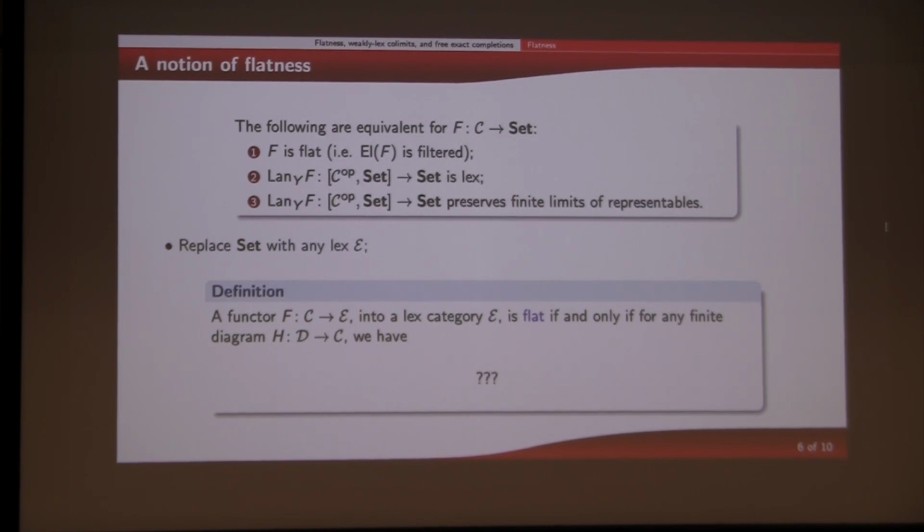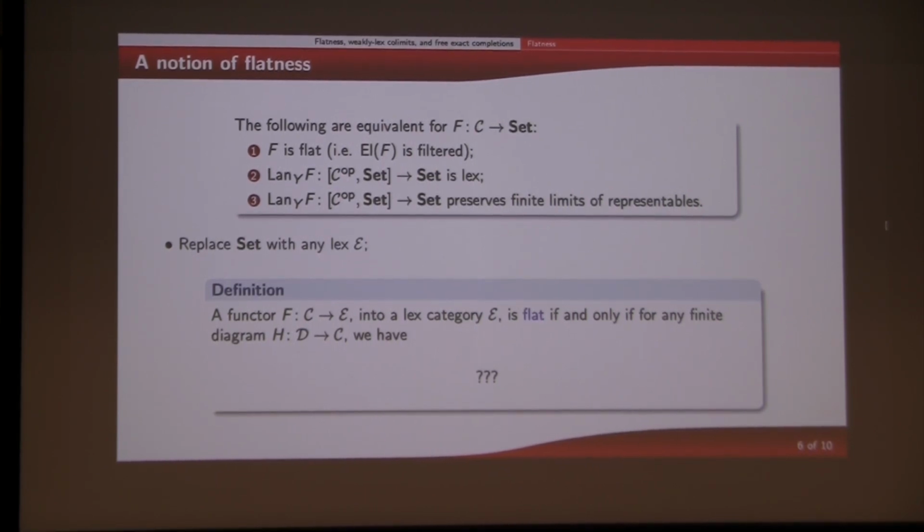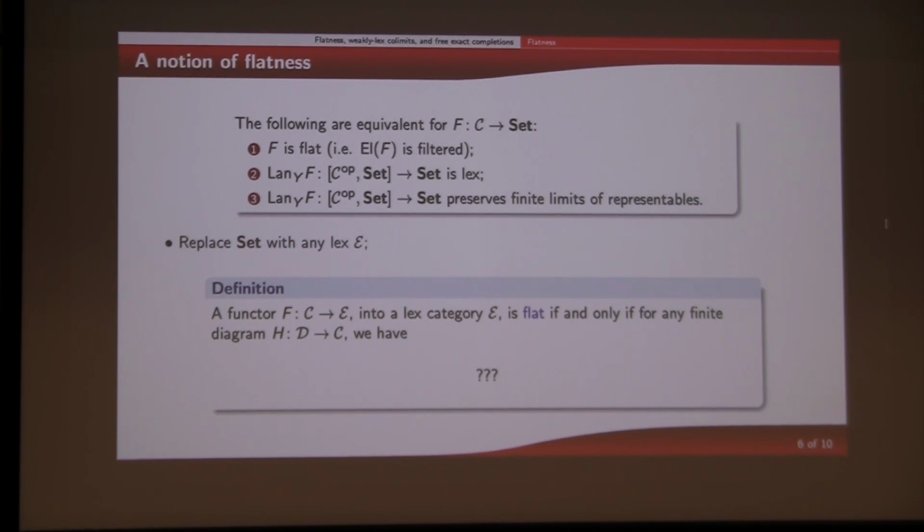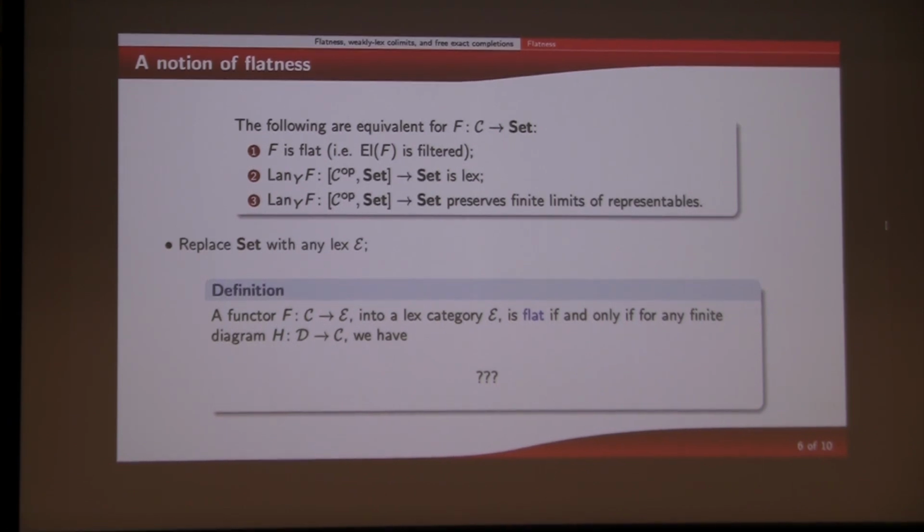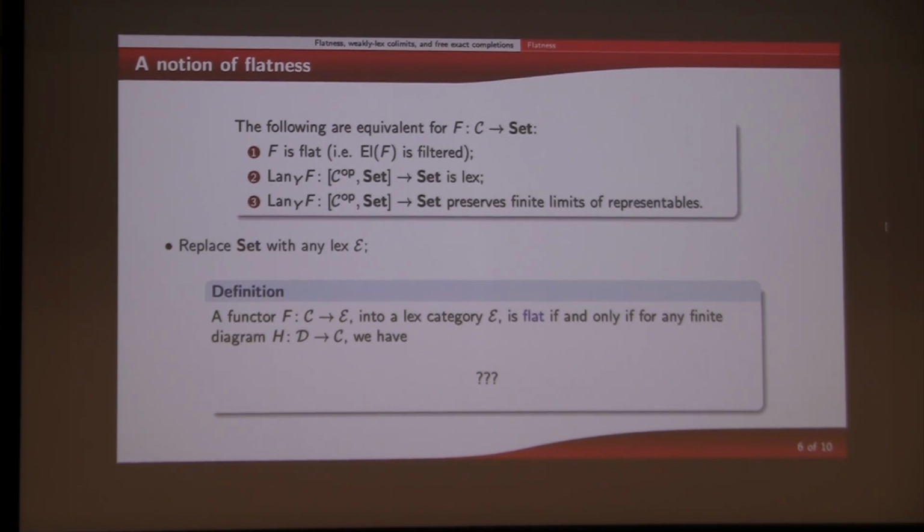But again, this is not the exact result I want. The result that I want is the third one, which is saying that to have flatness it is actually enough to consider the preservation of finite limits of representables. So we don't need to go all the way to consider all the finite limits here. Spoiler.